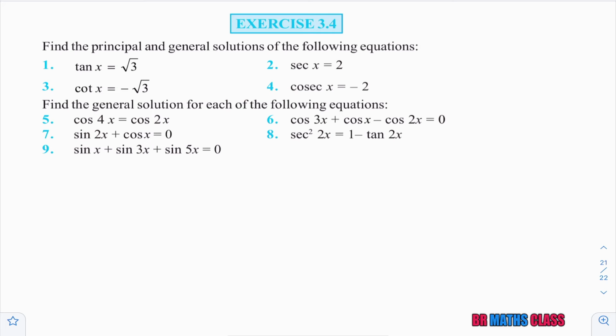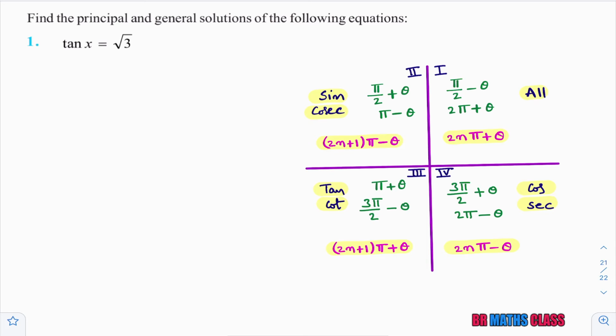Now, let's start the solution for the first problem. Observe the question: find the principal solution and general solution of the following equations. Here, they gave tan x equal to root 3. We need to find the principal and general solution for this trigonometric equation. You observe here, tan x is positive or negative? They gave tan x as a positive answer. We know that tan x is positive in the first quadrant as well as in the third quadrant. However, finding one x value is very easy.